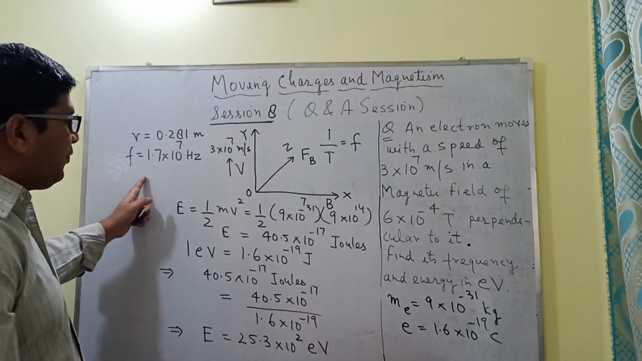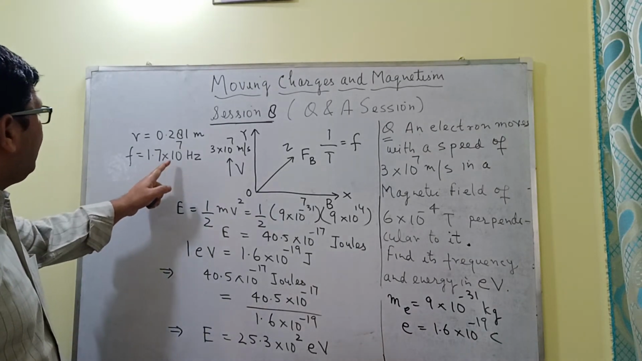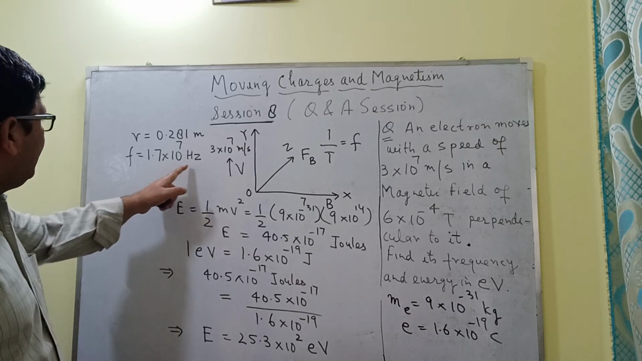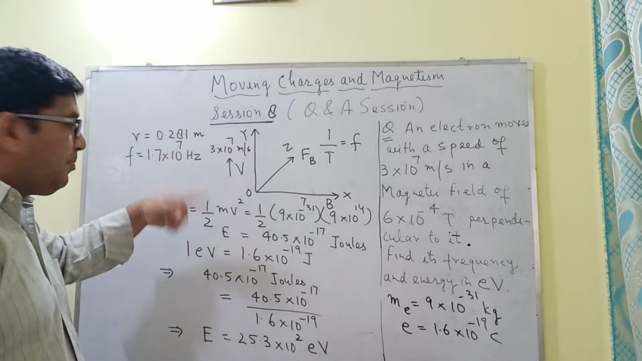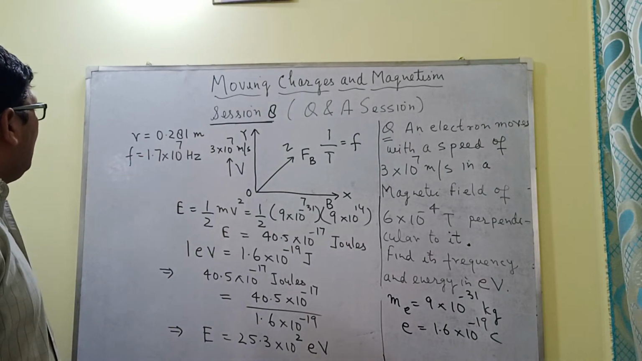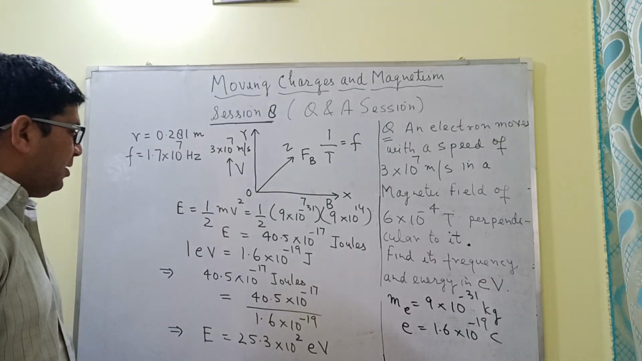We have also calculated the frequency, that is equal to 1.7 into 10 to the power 7 hertz, and we have also calculated the radius of the circular path of the electron, which is equal to 0.281 meter.